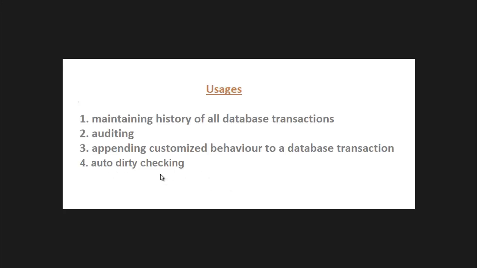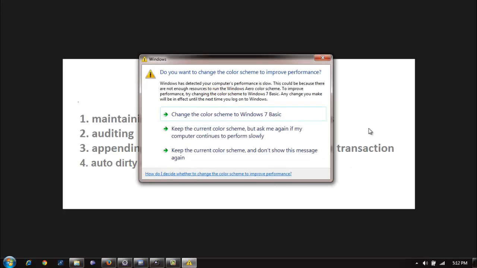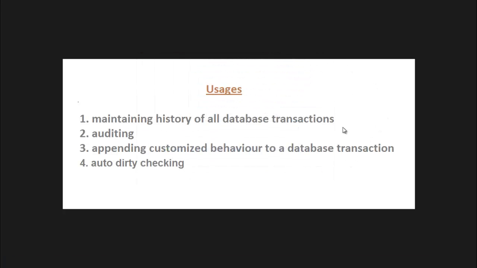Auto dirty checking is another feature provided by Hibernate. By means of this, if any object is updated but not saved, then Hibernate takes care of persisting the dirty object. That means the object which has been updated. Hibernate does it on its own without any interference from the application. By means of the findDirty method provided by the interceptor, we can make sure of this.